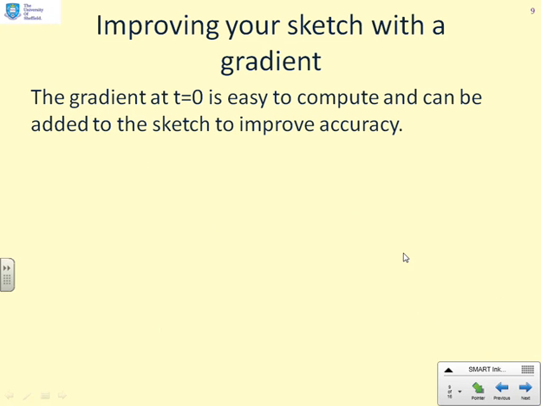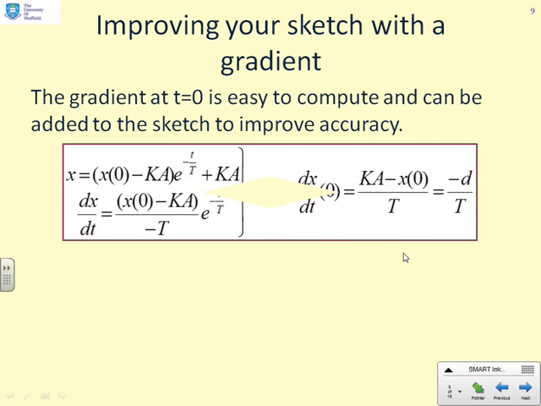Okay, that sketch isn't too bad, but if I wanted to be pedantic, a mistake that students often get wrong is the initial gradient. And it's actually very easy to get the gradient a bit more accurate and therefore make your sketch slightly better. So here's the analysis you need.